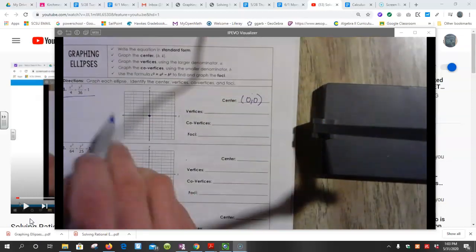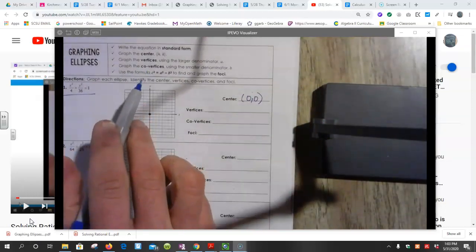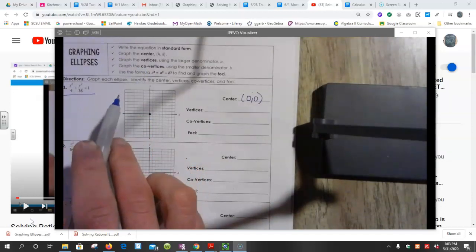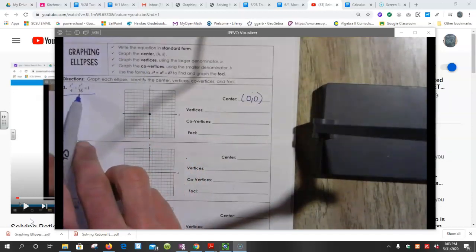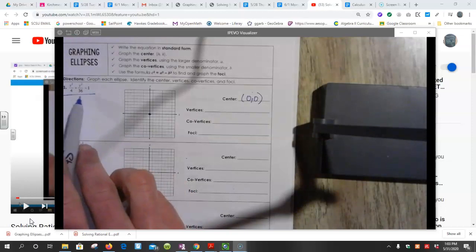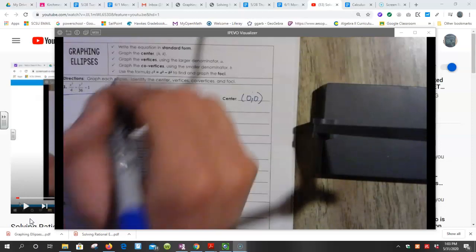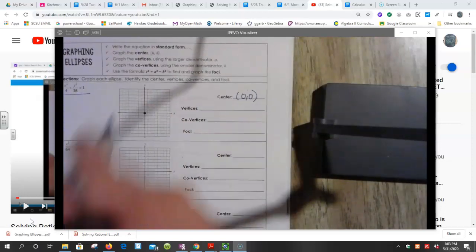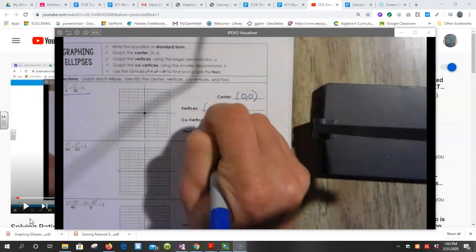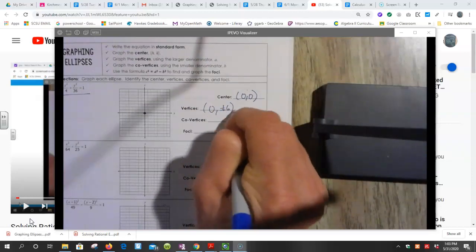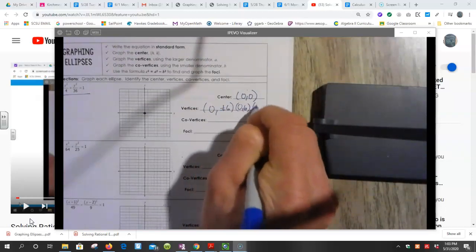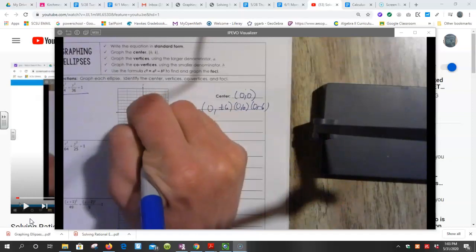Now the vertices: graph the vertices using the larger denominator. The larger denominator is going to be here, so that's 6 and negative 6. That means it's going to be a vertical one, because the larger distance goes with the y. So the vertices are going to be 0 and plus or minus 6, that means (0, 6) and (0, negative 6). It's going to be one that goes up and down.